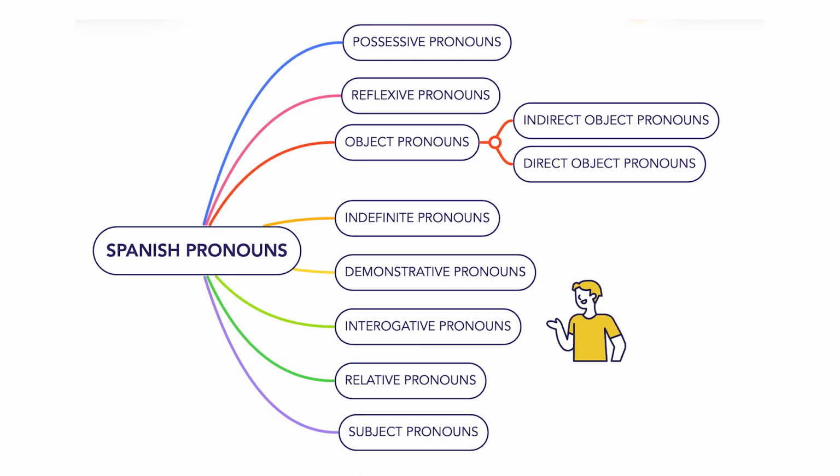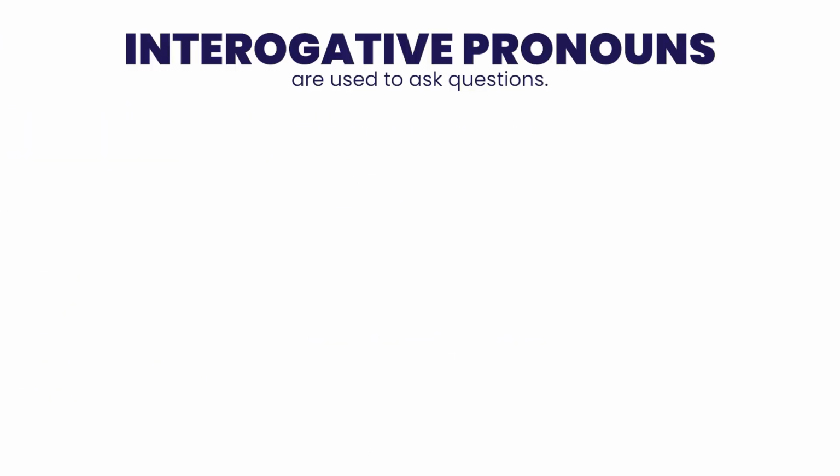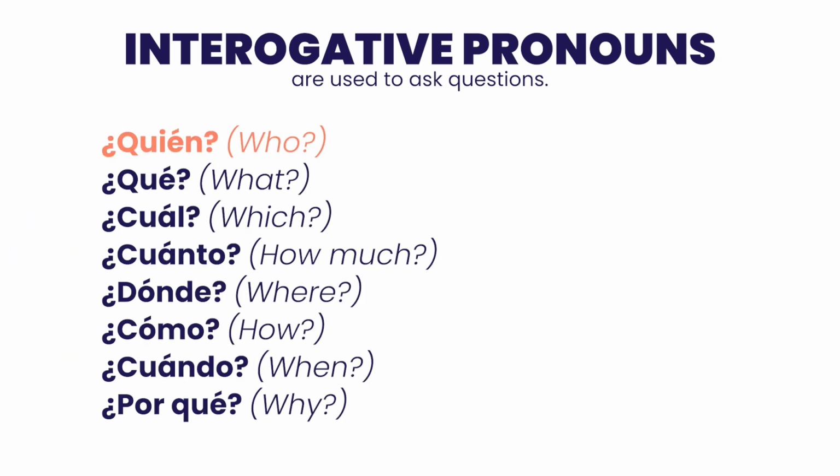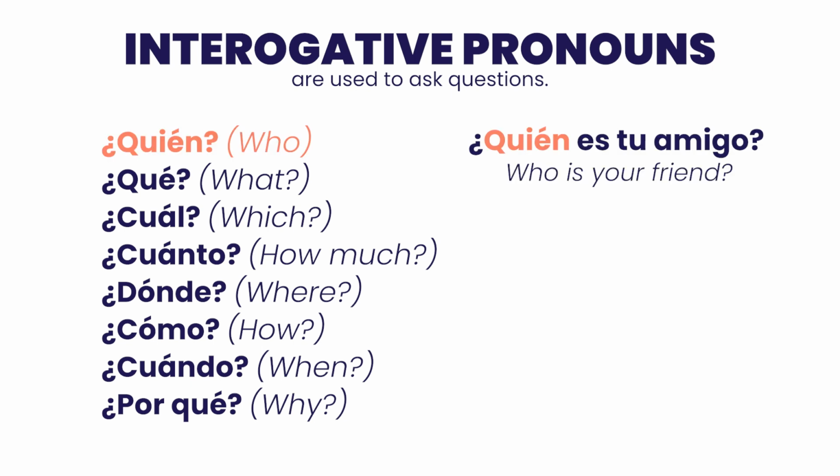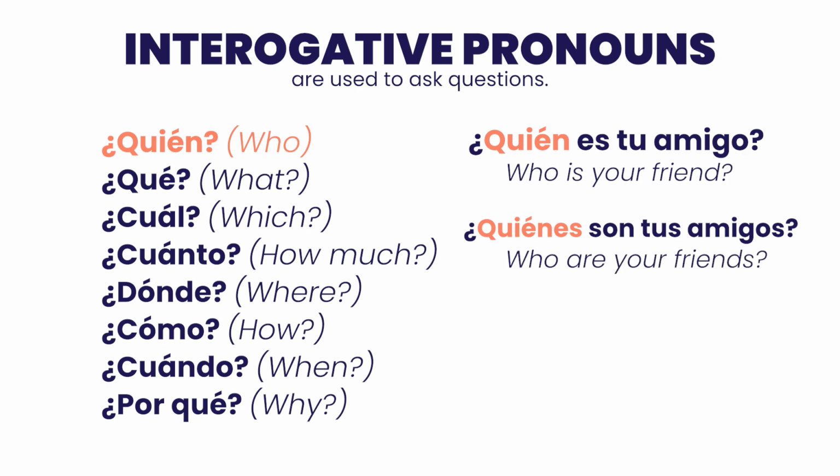Additionally, Spanish has interrogative pronouns, which are used to ask questions. These include ¿Quién? ¿Qué? ¿Cuál? ¿Cuánto? ¿Dónde? ¿Cómo? ¿Cuándo? ¿Por qué? For example, ¿Quién es tu amigo? Who is your friend? ¿Quiénes son tus amigos? Who are your friends?